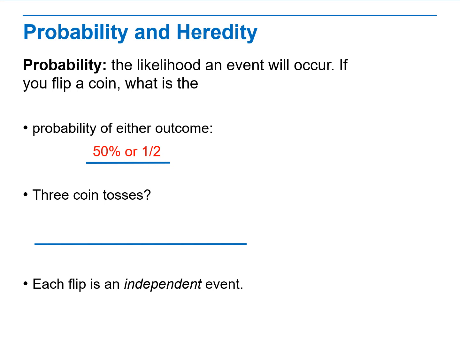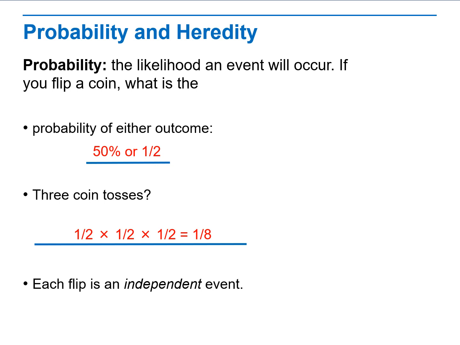If you toss a coin 3 times, what is the probability of getting tails 3 times in a row? In order to do that kind of math, we multiply the probability of getting tails the first time times the probability of getting tails the second time times the probability of getting tails the third time. So we do 1/2 times 1/2 times 1/2, and we would find that the probability of getting tails 3 times in a row would be 1/8.